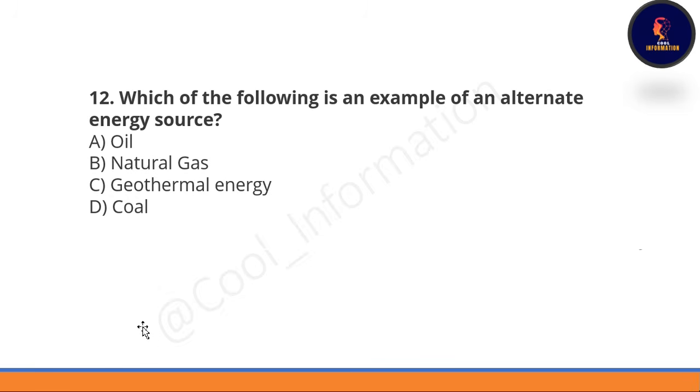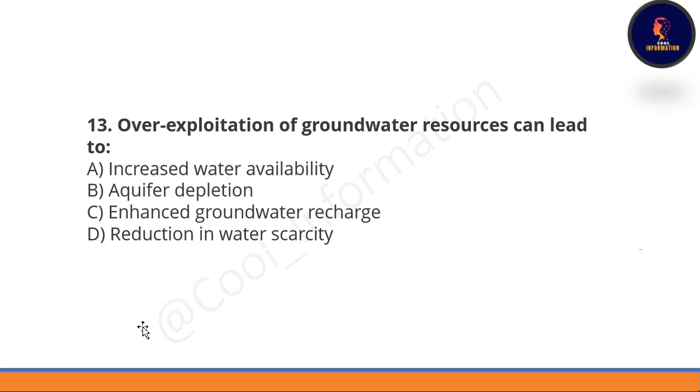Next question, which of the following is an example of an alternate energy source? Geothermal energy is an example of an alternate energy source. Option C is correct. Next one, over-exploitation of groundwater resources can lead to aquifer depletion. Option B will be correct.